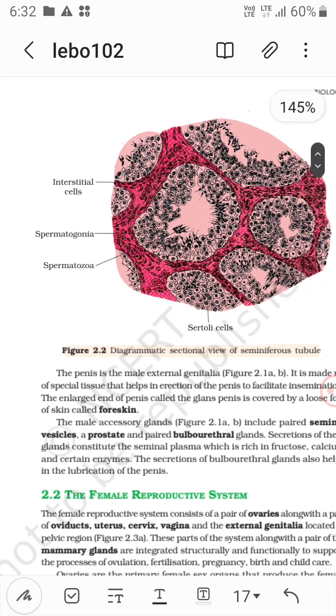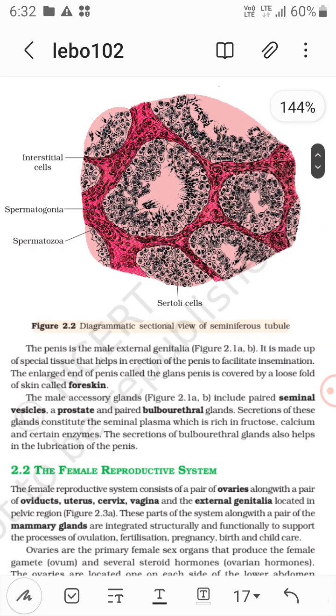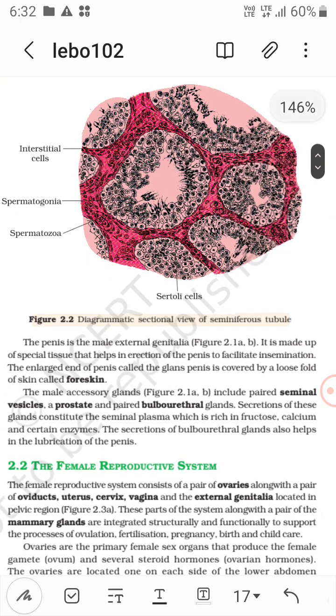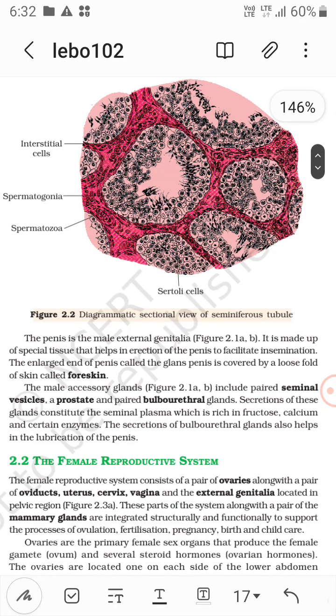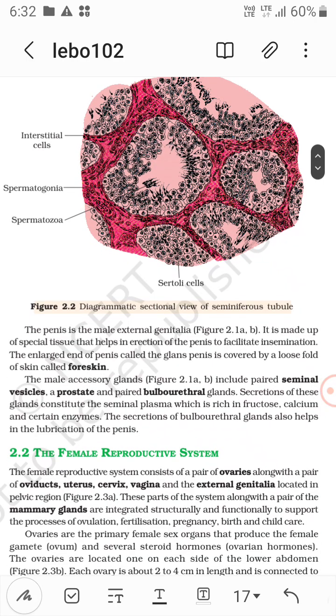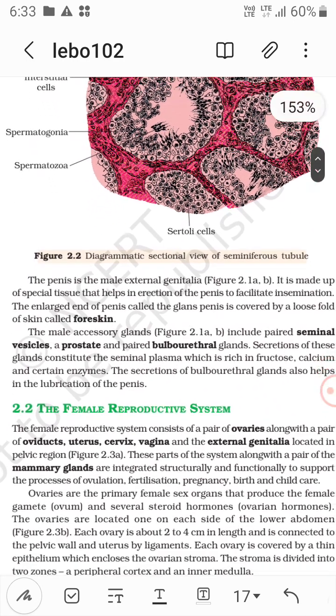Now the penis is the male external genitalia. It is made up of special tissues that help in the erection of the penis to facilitate insemination, right? The enlarged end of the penis is called the glans. The penis is covered by a loose fold of skin, that is foreskin, right?